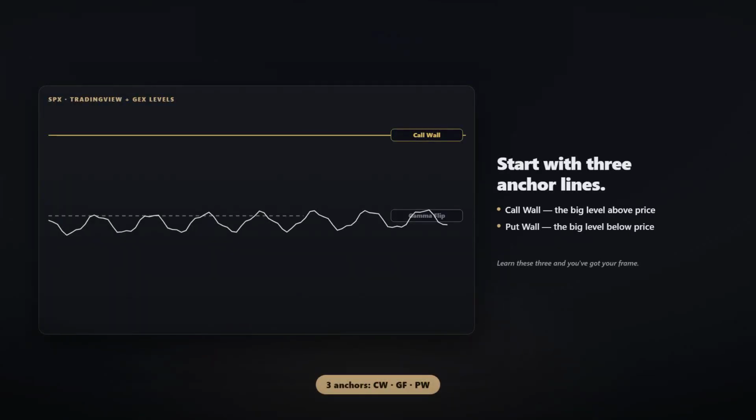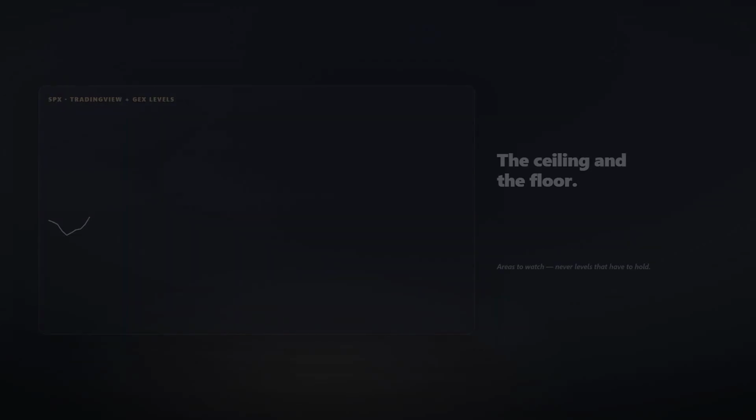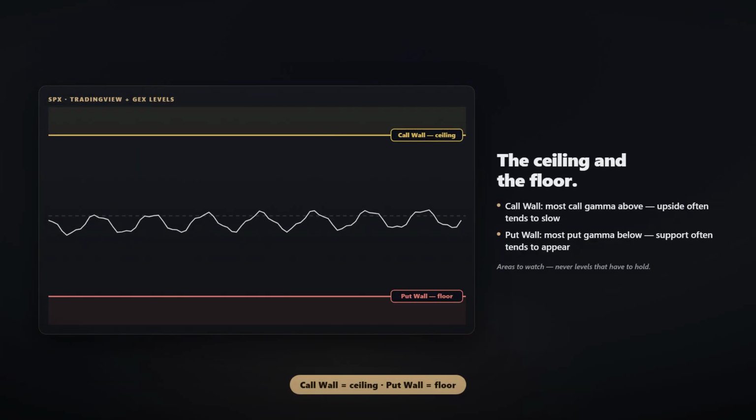Start with the three anchor lines: the call wall, the put wall, and the gamma flip. They mark where the largest option positions cluster: above, below, and in the middle. Learn these three, and you've got your frame. The call wall is the strike above price with the most call gamma. Read it as the biggest ceiling overhead, a zone where upside often tends to slow.